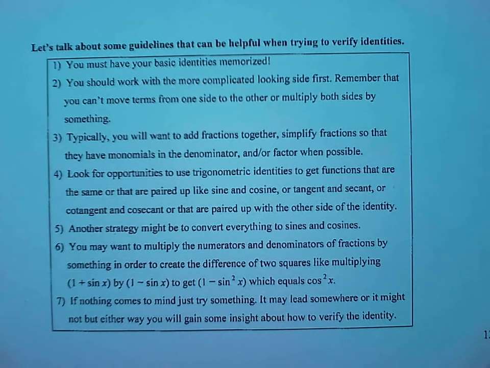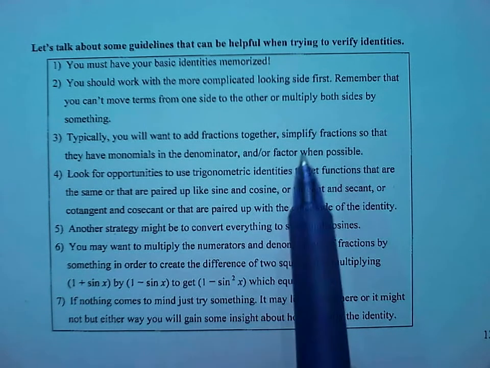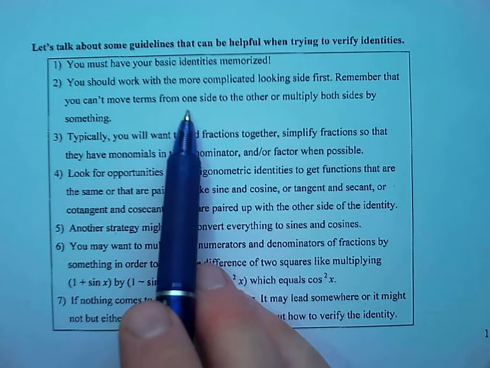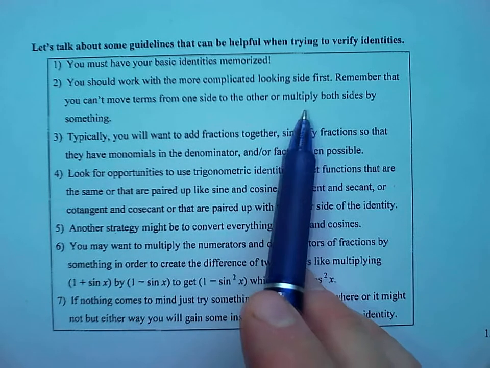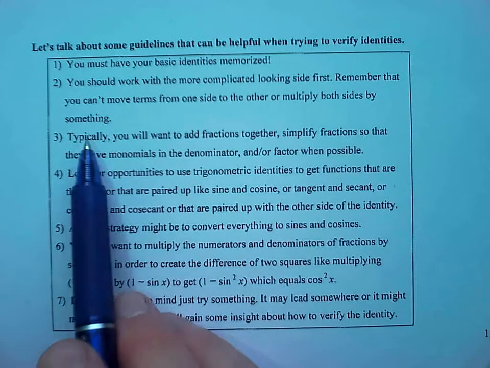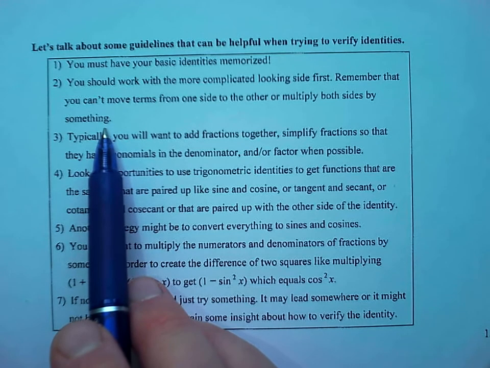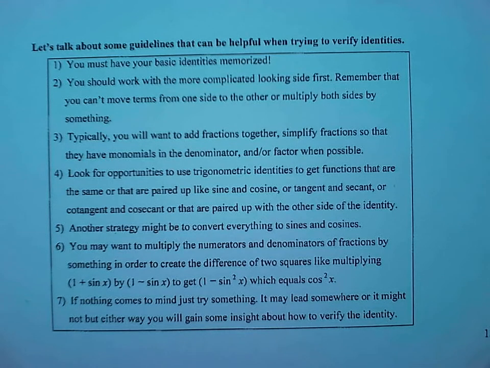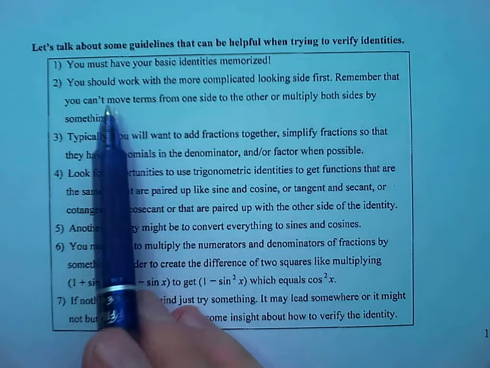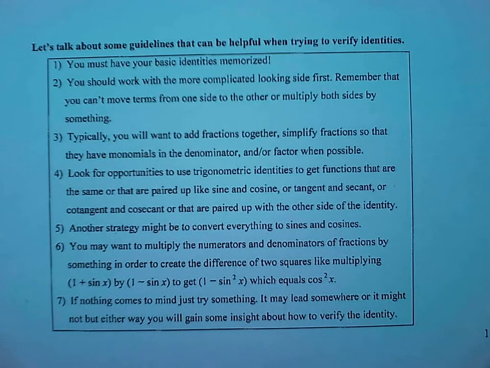For 2, it says you should work with the more complicated looking side first. So we're going to try to pick the side that looks complicated, we're going to try to simplify it, and then we'll try to get the two sides of the equation to be equal to each other. But here's a really important point. It says, remember that you can't move terms from one side to the other side of the equation or multiply both sides by something. So we can't do what we're used to doing in simple algebra when we're dealing with something that isn't a trig function. We're not going to be able to do some of those things now that we're dealing with trig functions.